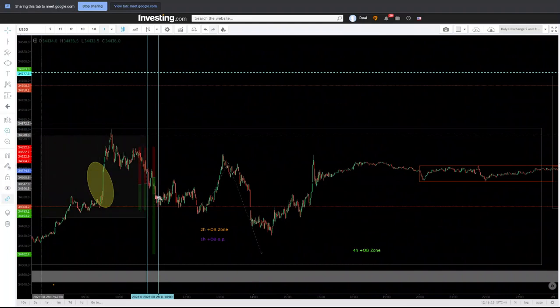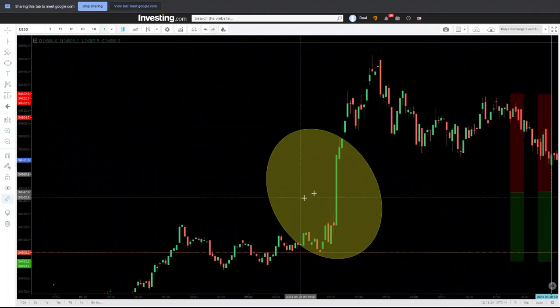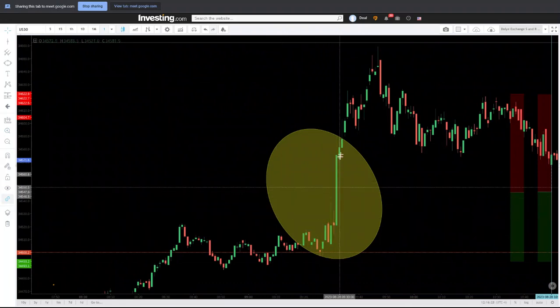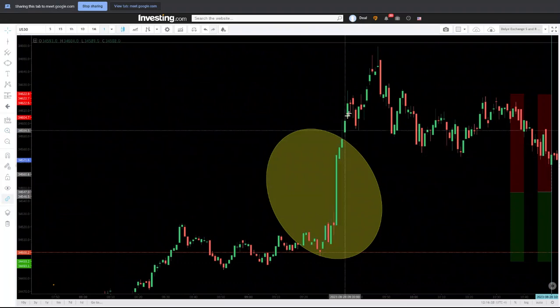Okay, so here's a low resistance liquidity run. Look, this is the 1 minute chart. There's no red candles in here. It's nothing but green. You see that? It's nothing but green candles in here.